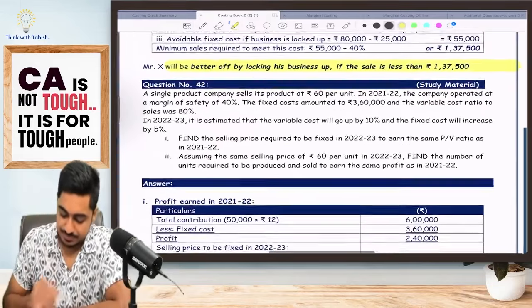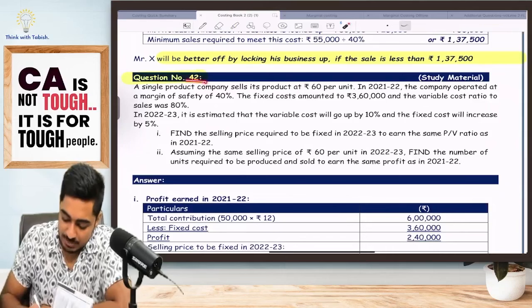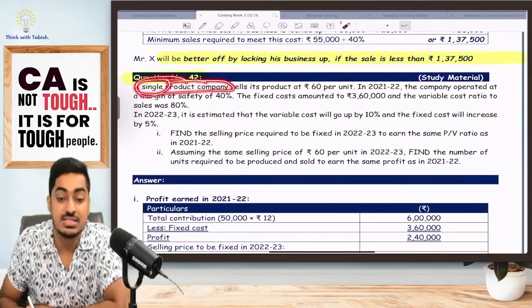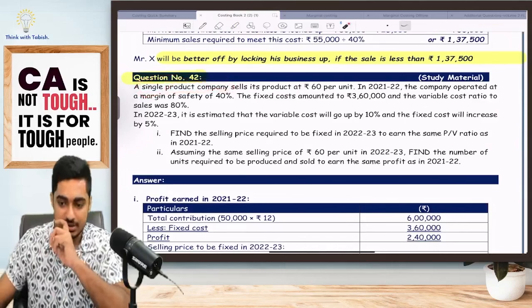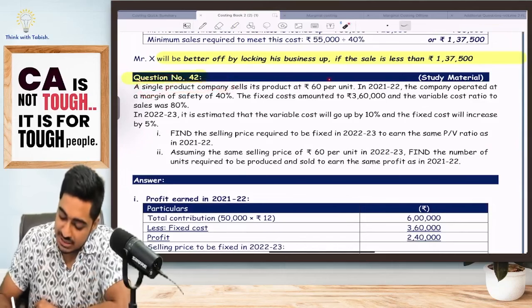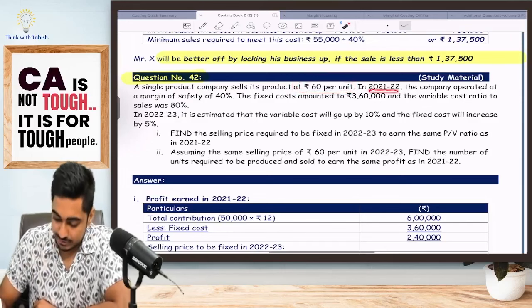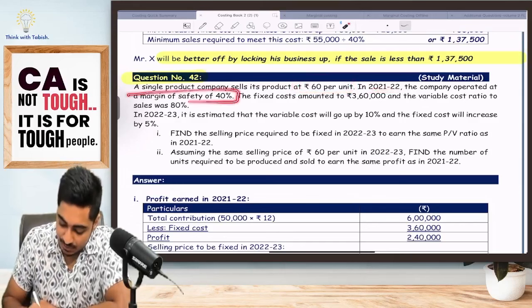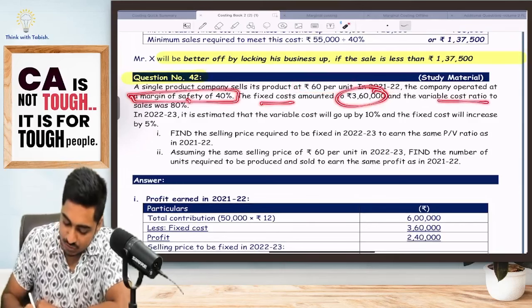Question number 4. A single product company. Okay, what does single product company mean, Sharaj? Does it mean that the company is single? No, it means that the company is manufacturing only one single product. It sells its product at 60 per unit. Okay, selling price is 60. In 2021-22, the company operated at a margin of safety of 40%. Great. Fixed cost is 3,60,000. Variable cost ratio was 80%.